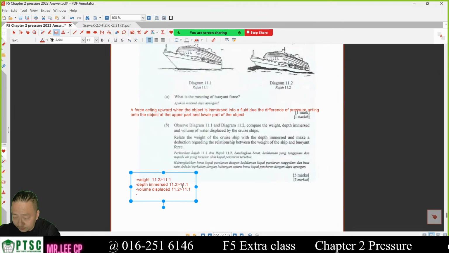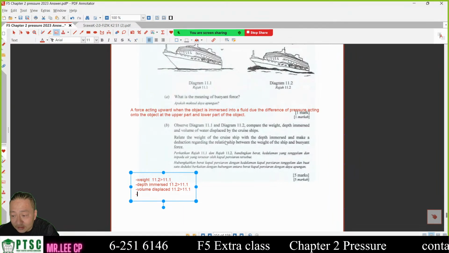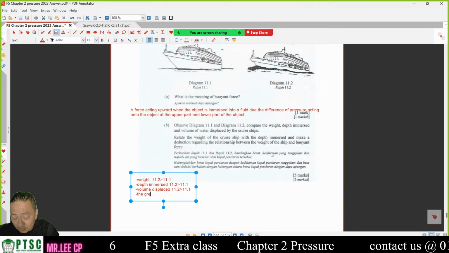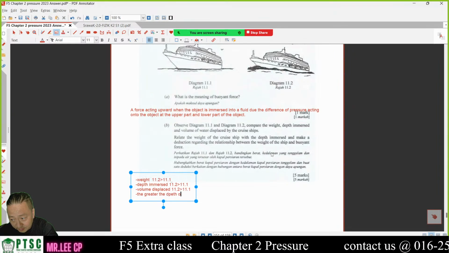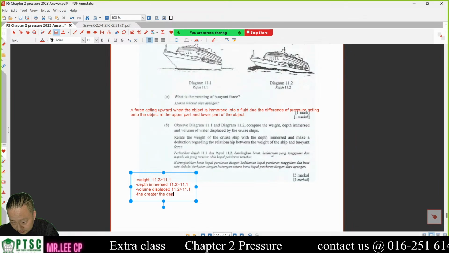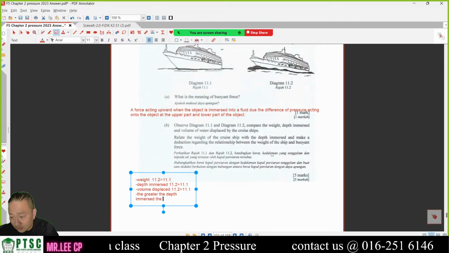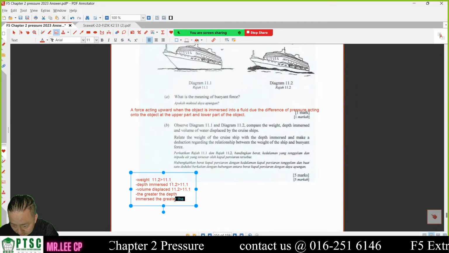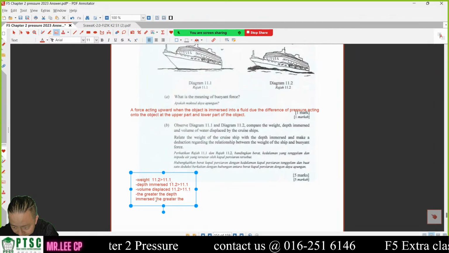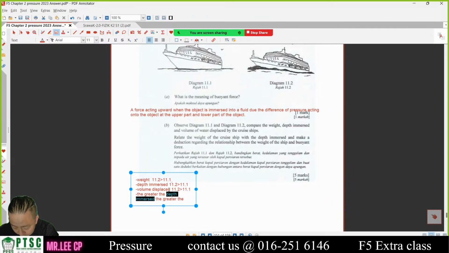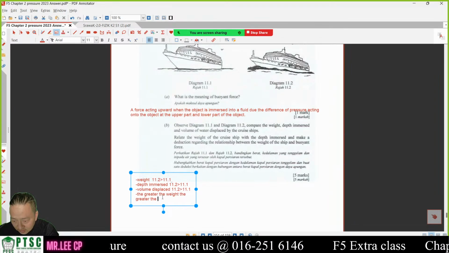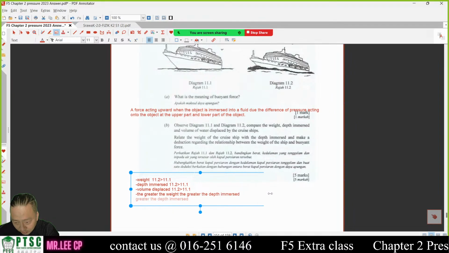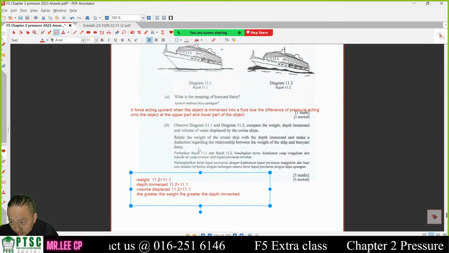Right? Next one, relate the weight of the cruise ship with the depth of the image. The greater the weight, the greater the depth of the image. Right? The more the weight of this one, it will go in more.